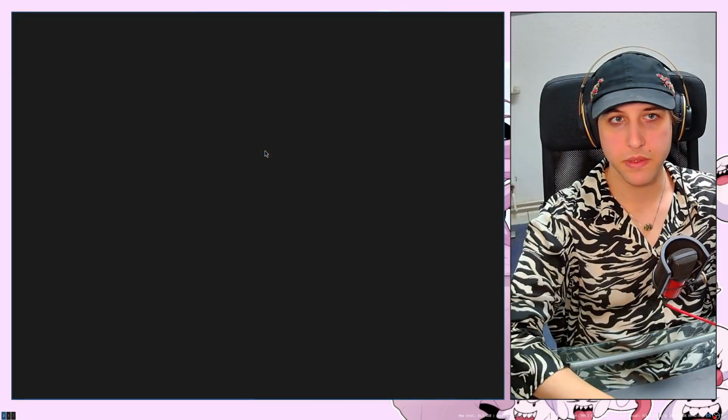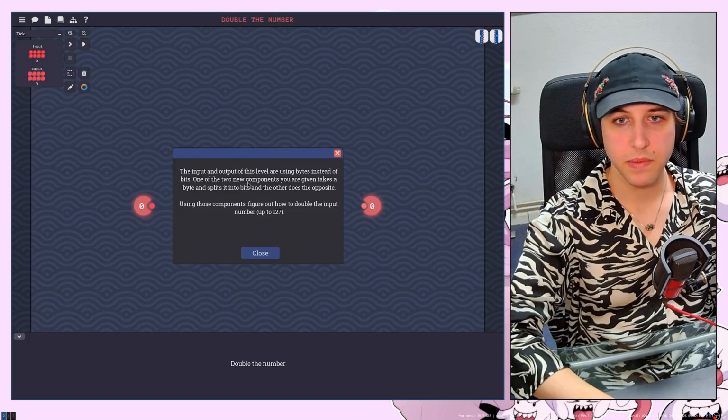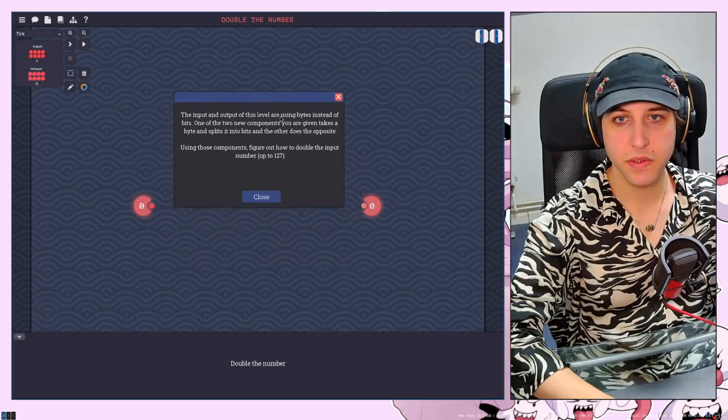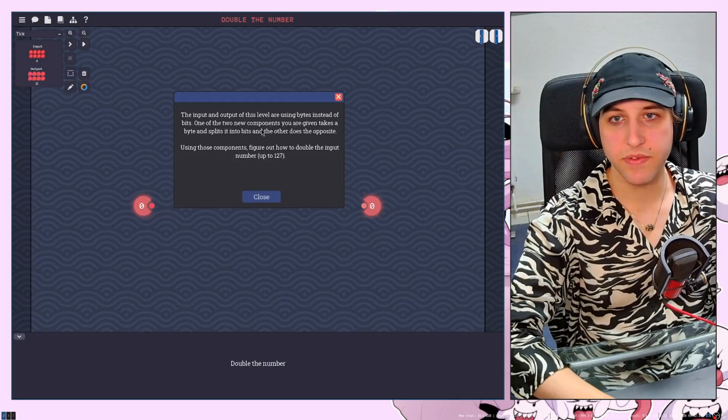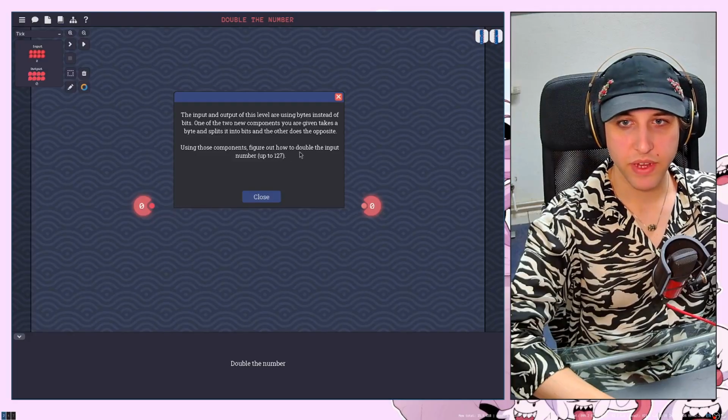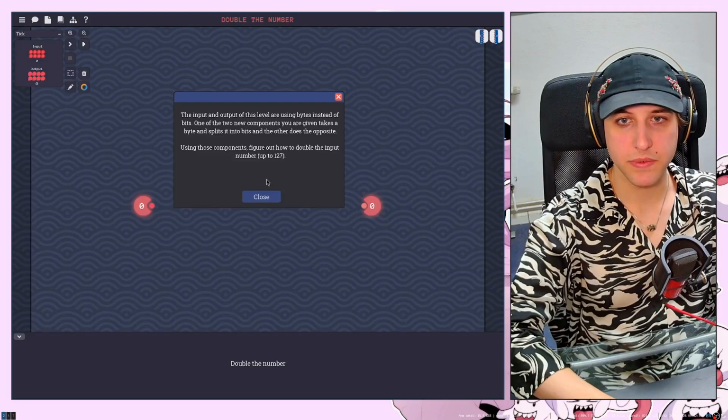So here we are, double the number. The input and output of this level are using bytes instead of bits. One of the 2 new components you are given takes a byte and splits it into bits, and the other does the opposite. Using those components, figure out how to double the input.